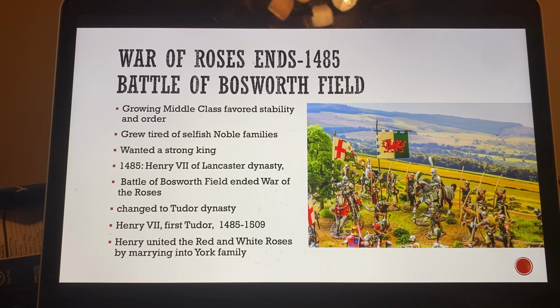Like, why do we have to fight wars for these roses? Crazy. They wanted a strong king. In 1485, Henry VII of the Lancaster dynasty had the battle, and the battle that came forth was the Battle of Bosworth Field, and it ended the War of the Roses. So the Battle of Bosworth Field was the end of the War of the Roses. And then the whole kit and caboodle weren't Lancasters anymore, and they weren't Yorks anymore, they changed their dynasty to Tudor.